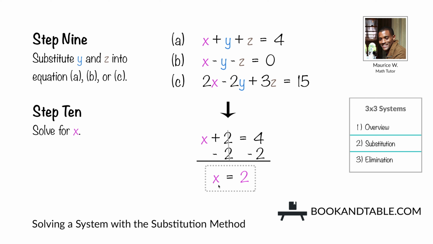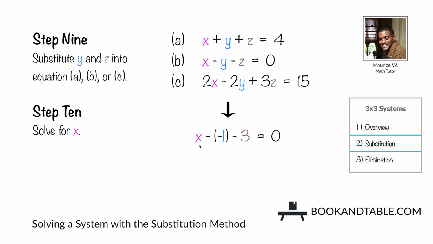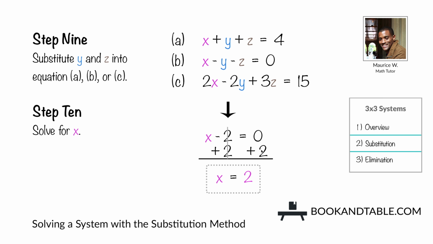You should get the same exact value for x if you plugged y and z into B or C as well. So I can show you that. So x minus negative 1 would be plus 1 minus 3. 1 minus 3 is negative 2. So we get x minus 2 is equal to 0. And to solve for x, we'll add 2 to both sides, showing us x is equal to 0 plus 2, which is 2. So we see that whether we plugged y and z into A or B, we got x is equal to 2.